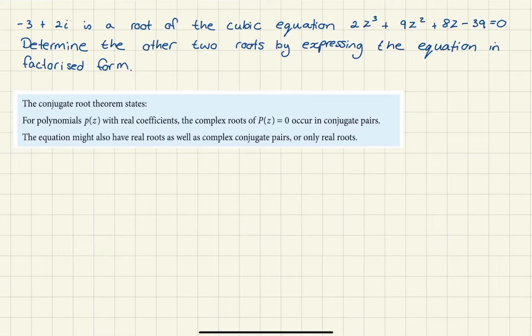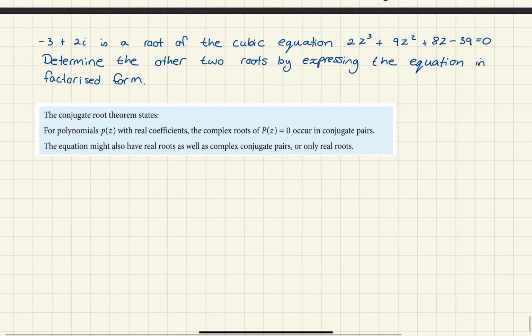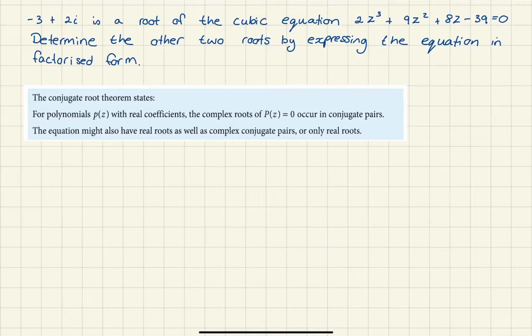Okay, like I mentioned earlier, the conjugate root theorem is what we're going to use to solve this, and it says that for polynomials with real coefficients, okay, so that's important, they all have to have real coefficients, the complex roots, when we have p of z equals 0, occur in conjugate pairs. So a conjugate, remember, is that if we have z equals something, then z bar is its conjugate. Alright, let's just see what we've got here.